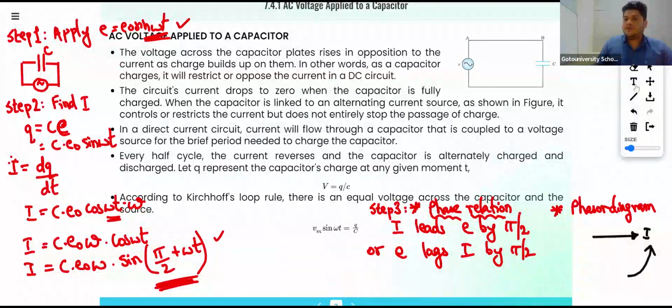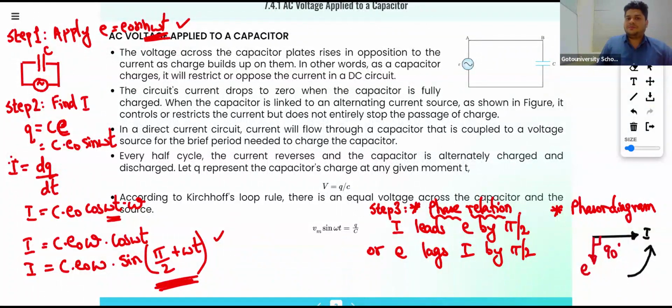Your EMF will be somewhere here. This will be your EMF. The angle between E and I will be 90 degrees. Okay, so here your EMF lags the current by 90 degrees. It will show like this.